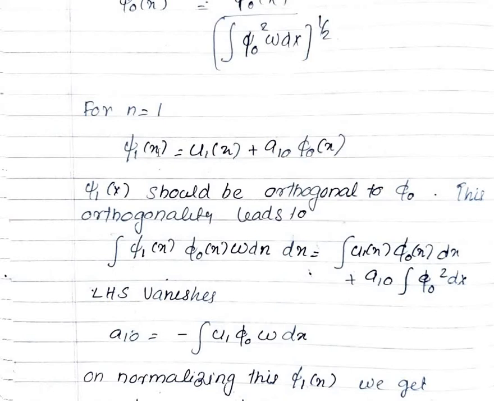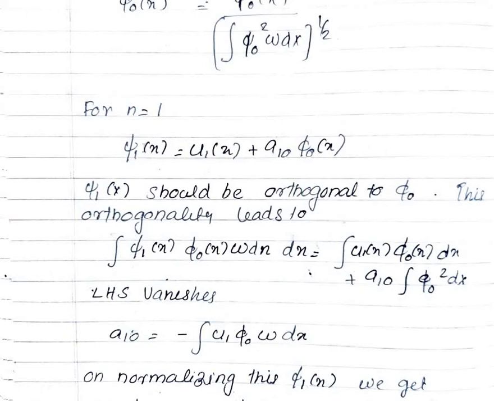So this is psi 1 of x. If we get psi 1 of x, when we normalize this, we will get phi 1 of x. So psi 1 of x should be orthogonal to phi 0. This orthogonality means that the next function we find, phi 1, should be orthogonal to this function. Psi 1 should be orthogonal to this phi 0.